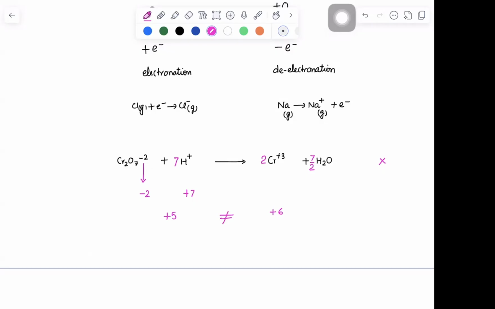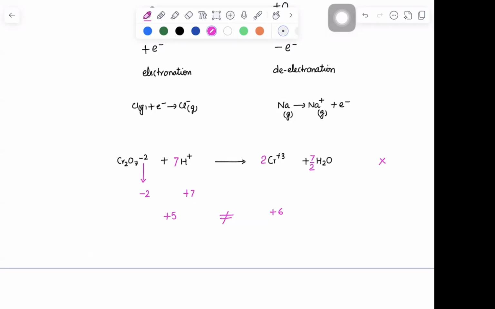How to come out of this problem? Yes. Sir, should we write the electrons that are additional in the RHS? So we'll write it in the LHS. Yes, so where should I add the electrons? What should I do?